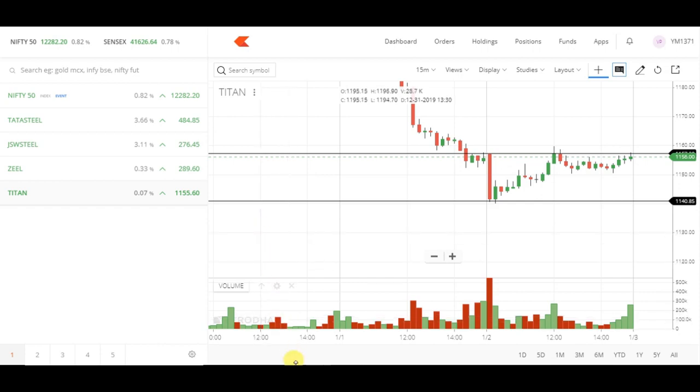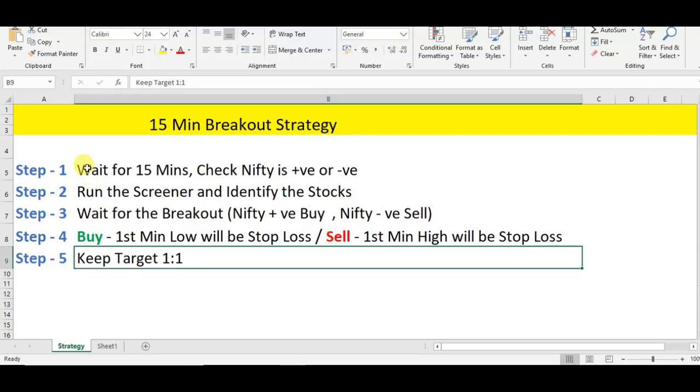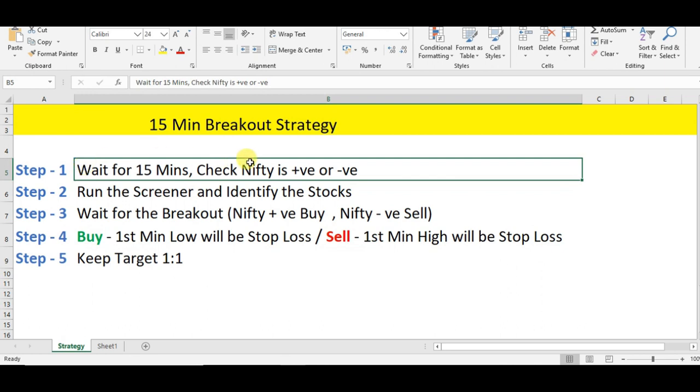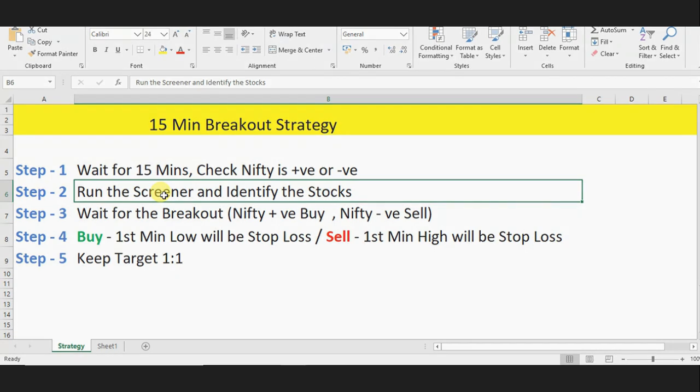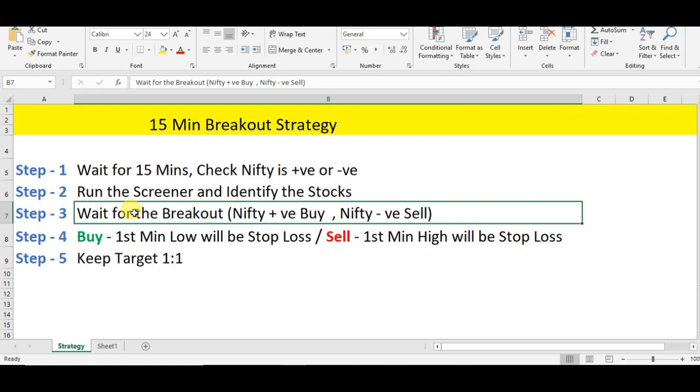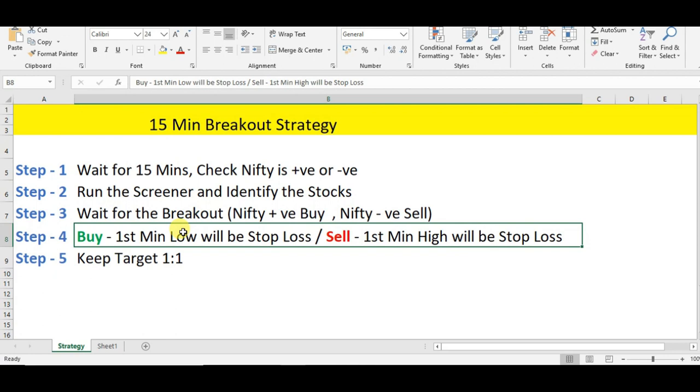Let me show you the steps again. Step 1, wait for the 15-minute candle and check if Nifty is on a positive side or a negative side. Then run the screener, identify the stocks and put them in your trading terminal. Then wait for the 15-minute breakout, and if Nifty is on a positive side, then take only a buy call, and if Nifty is on a negative side, then take only a sell call, and keep the opposite side as a stop loss. So if you are on the buy side, keep the low as a stop loss, and if you are on the sell side, keep the high as a stop loss.